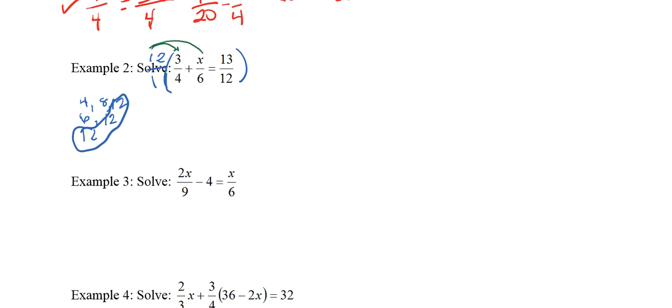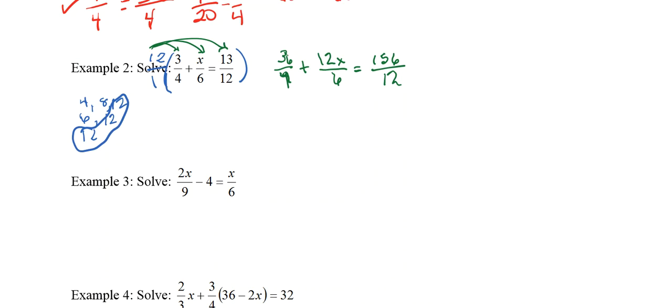So I'm going to use the distributive property. 12 times 3 is 36. 1 times 4 is 4. 12 times x is 12x. 1 times 6 is 6. 12 times 13 is 156. 1 times 12 is 12. So I haven't gotten rid of this idea of the fractions yet, but I'm about to.